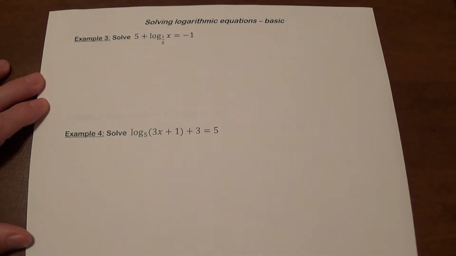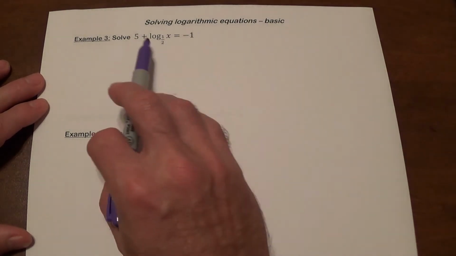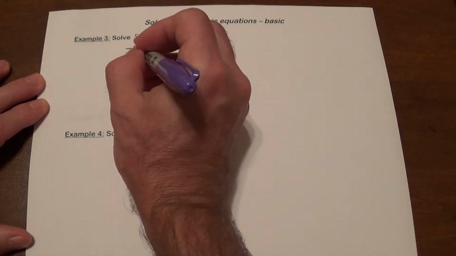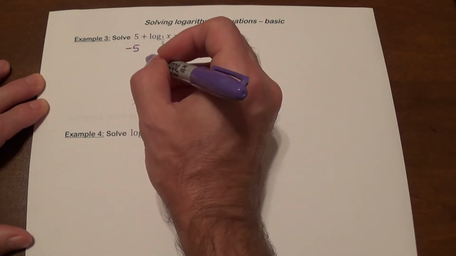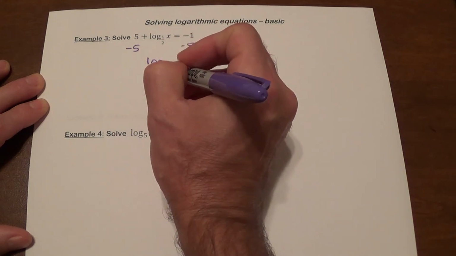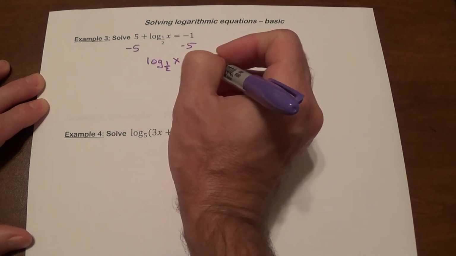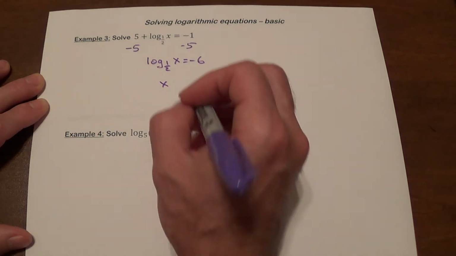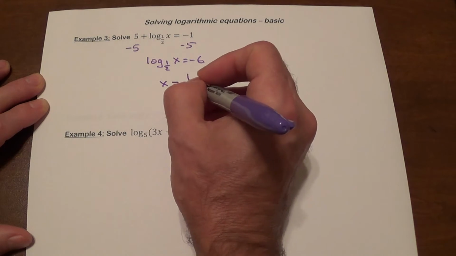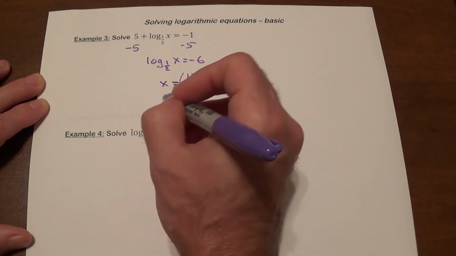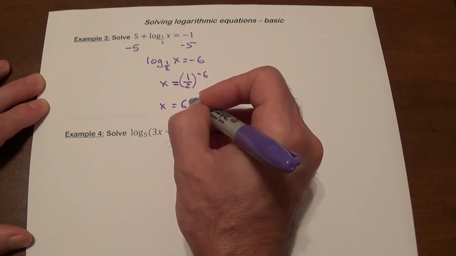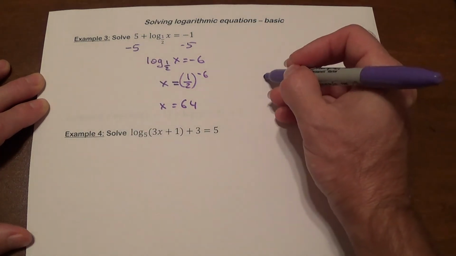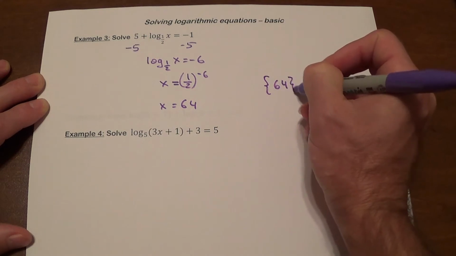Okay. This problem, so we need to get rid of this 5, because we want to leave the logarithm by itself. We'll subtract 5, it should be pretty easy. We're going to get log base 1/2 of x equals negative 6. Now we can switch it into exponential form, which is going to be x equals 1/2 to the power negative 6. That is going to give us 64. Nothing's going to be negative inside of a logarithm. We are fine with that answer. 64 it is.